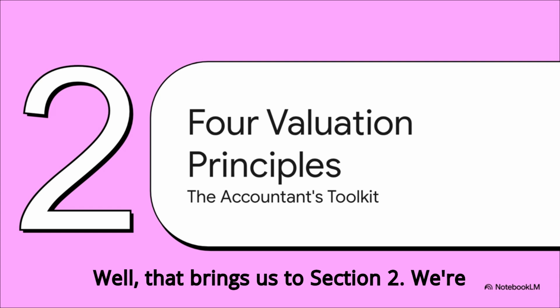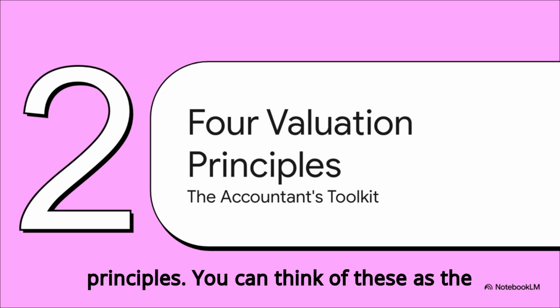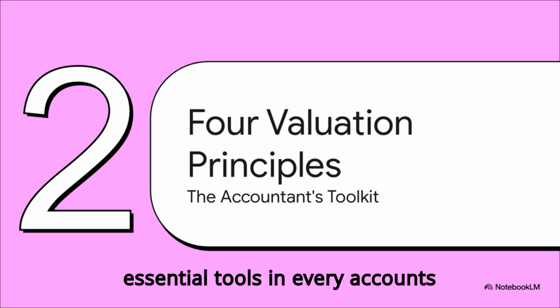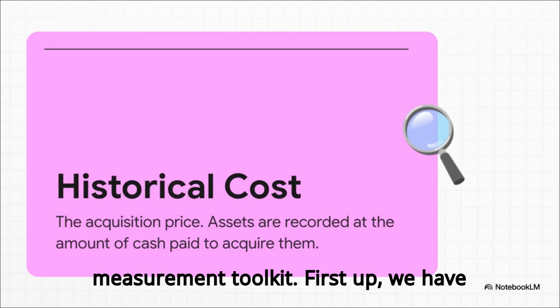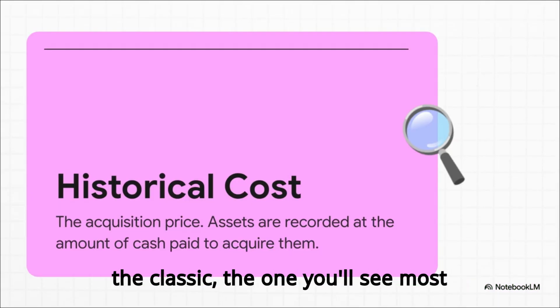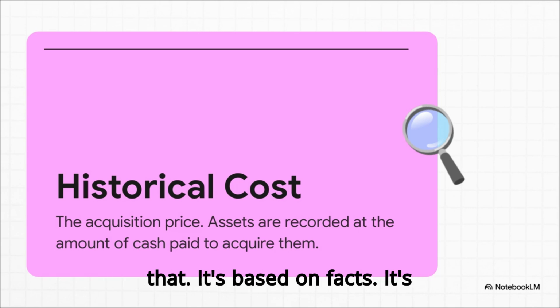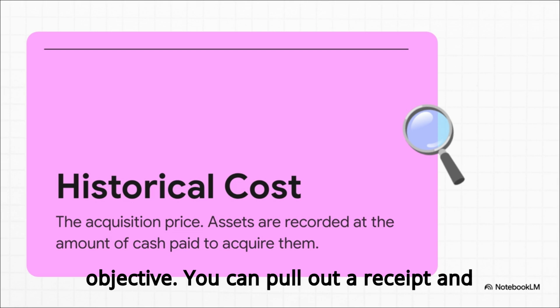Well, that brings us to section 2. We're going to look at the 4 main valuation principles. You can think of these as the essential tools in every accountant's measurement toolkit. First up, we have historical cost. This is the old school, the classic, the one you'll see most often. And there's a good reason for that. It's based on facts. It's objective. You can pull out a receipt and prove it.